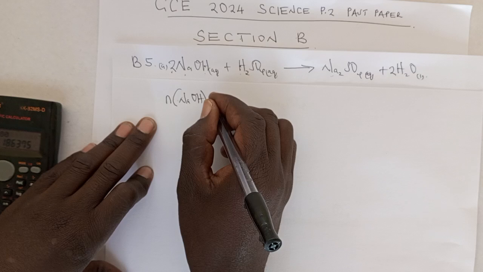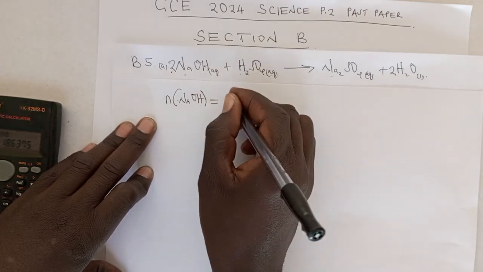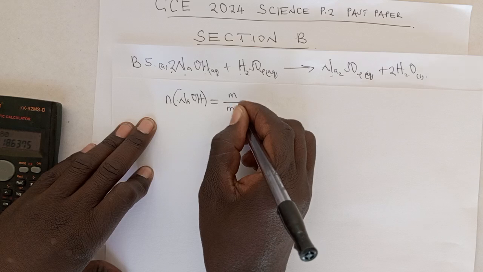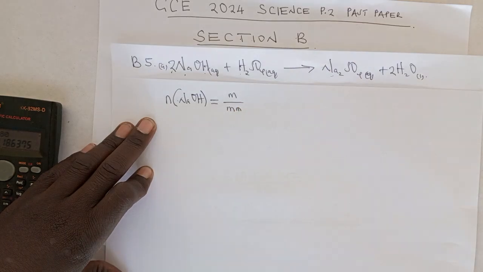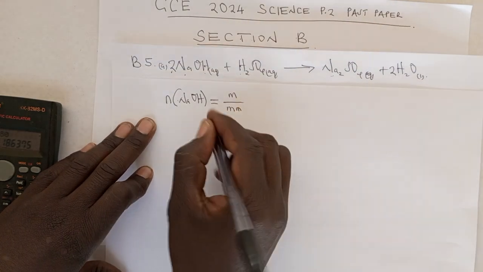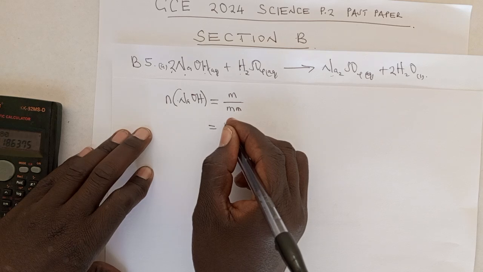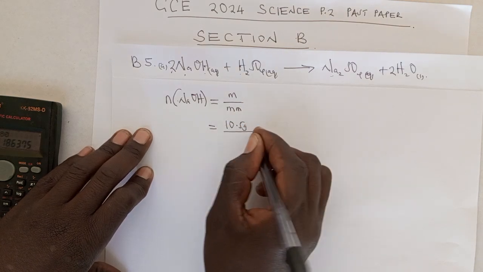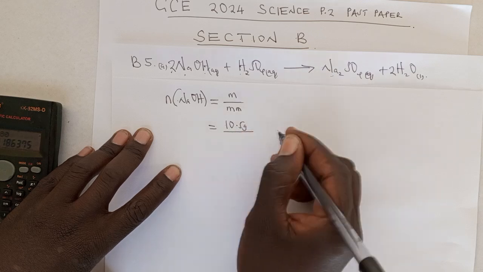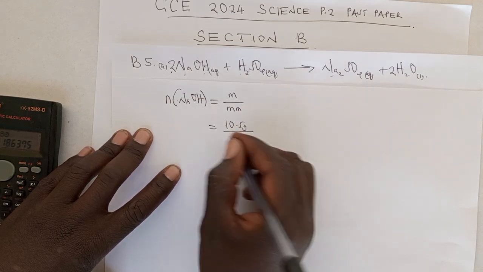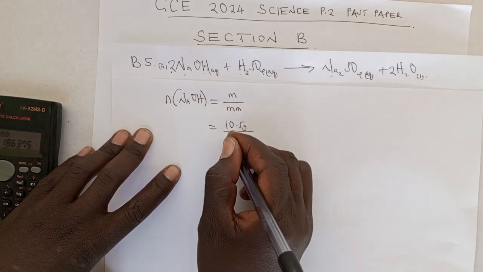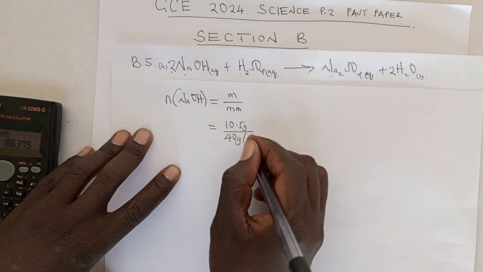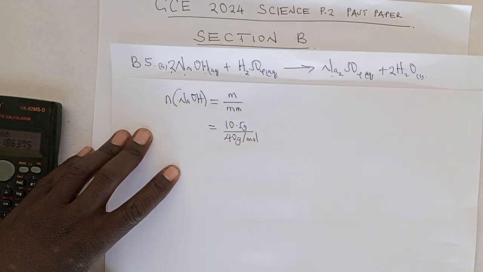So number of moles is equal to mass over relative molecular mass or molar mass, and then you substitute there. What is the mass? 10.5 grams over relative molar mass. Since we're using molar mass, we're going to say for sodium hydroxide it's 40 grams per mole.